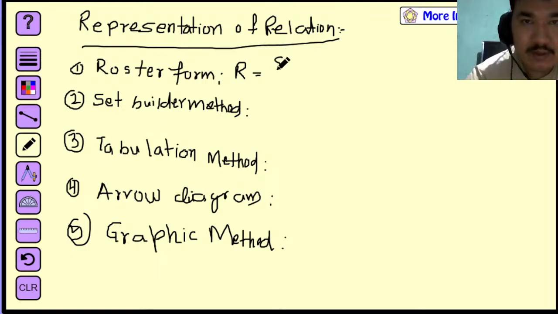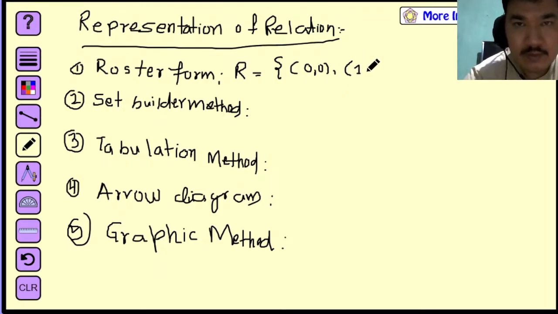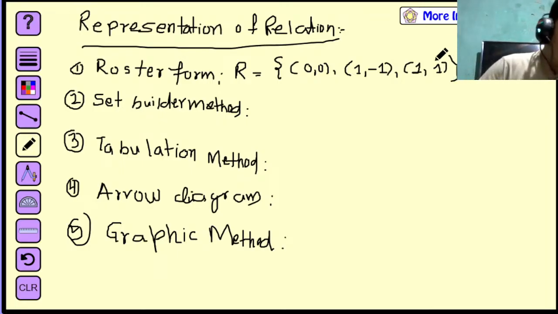First there is given (0, 0). Suppose there is given here 0 comma 0, right? And next one is 1 comma minus 1, right? And next one is 1 comma 1. Okay, this relation is given there.